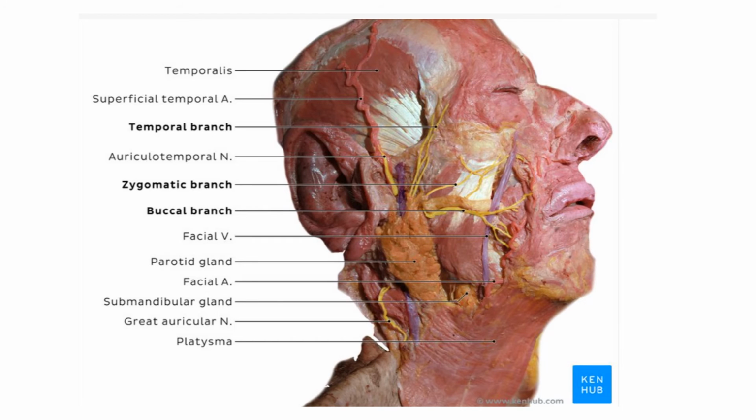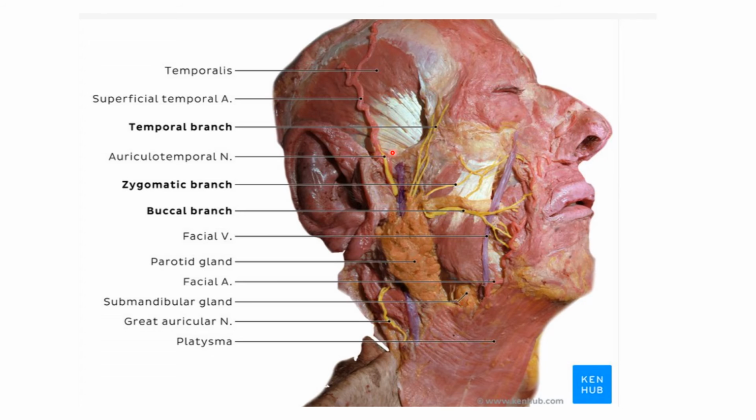Now we move on to the neurovascular bundles present in this region. The nerve supply is present in two forms, the motor supply and the sensory supply. Motor supply is by the facial nerve, and whenever the facial nerve comes, it pierces the parotid gland and then gives five branches here. So what are those branches?